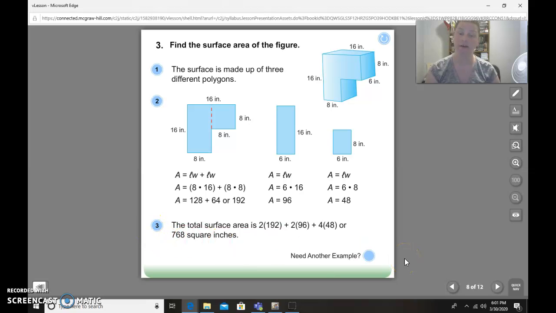The total surface area is 2 times 192, because you have 2 sides that are this, plus 2 times 96, because you have 2 sides that are this, and 4 times 48, because you actually have 4 sides that are this length right here. Okay? The total surface area is 2 times 192 plus 2 times 96 plus 4 times 48, or 768 square inches. That one's a little difficult.